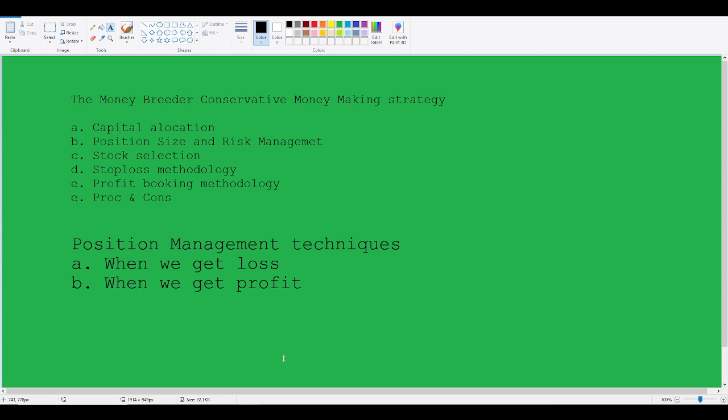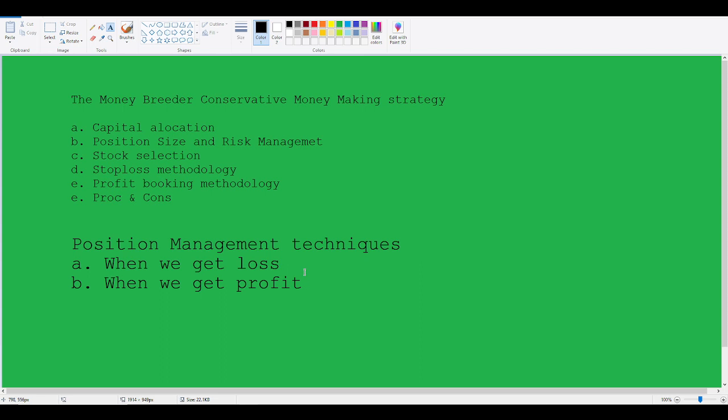Today I am going to discuss position management techniques. Once you take the position, when we get a loss but it is not hitting the stop loss, or when we get a profit and the stock still has the strength to move up, in both cases, how to manage the position is the biggest question we have. For that, I arrived at a solution with some mathematical calculations, which I am going to explain in detail today.